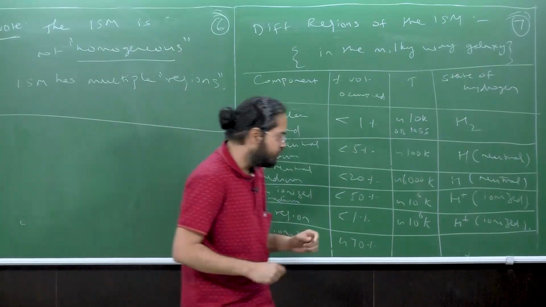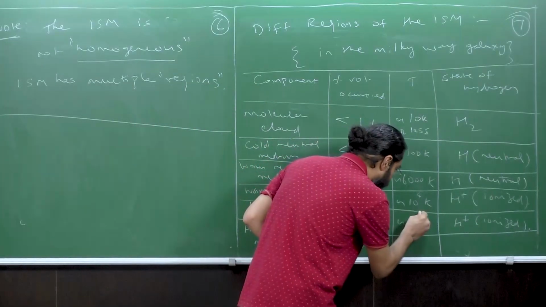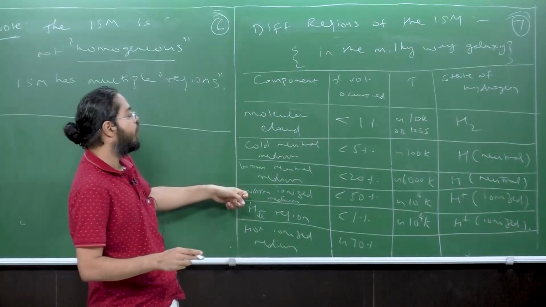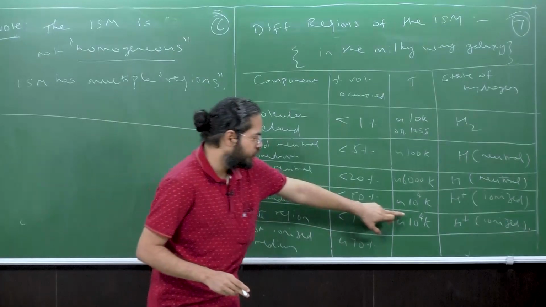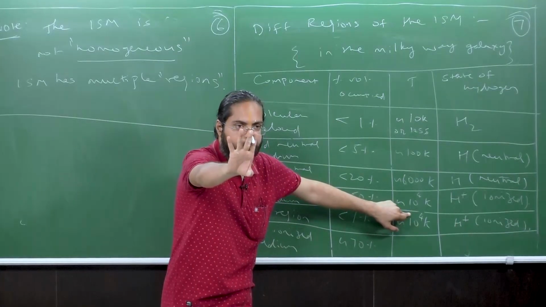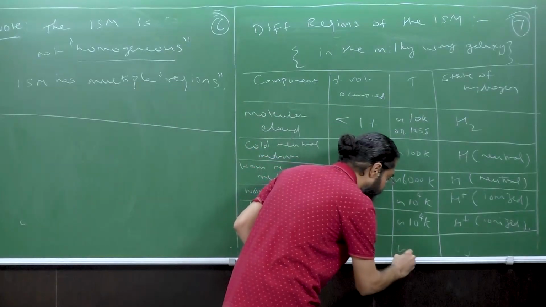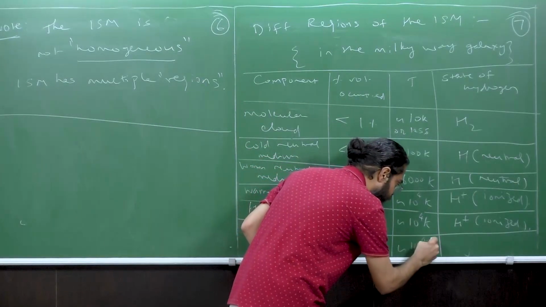Oh, in fact, I made a small mistake here. The temperature here is also going to be around only 10 to the power 4 Kelvin. So the temperature in the H2 region and the warm ionized medium is of the same magnitude. There's not much difference. Please note this. It is here that the temperature is actually of the order of 10 to the power 6 or 7 Kelvin.